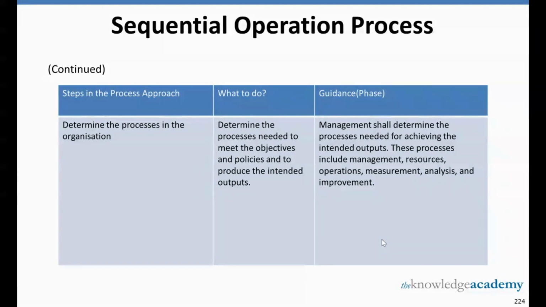Then we determine the process in the organization. Determine the process needed to meet the objectives and policies and to produce the intended outputs. Here, the management shall determine the processes needed for achieving the intended outputs. These processes include management, resources, operations, measurement, analysis, and improvement.